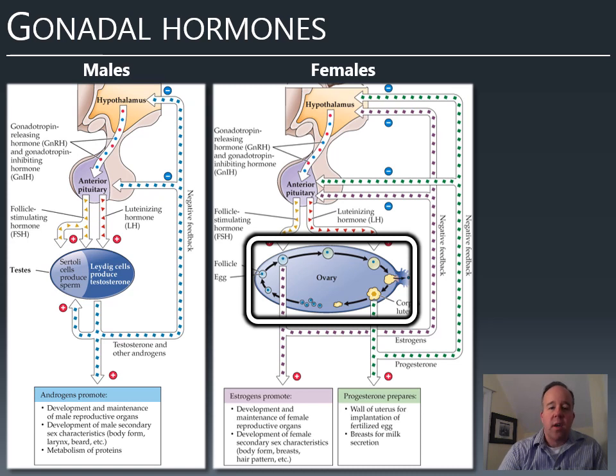It causes egg release. So a follicle contains an egg. When that follicle gets enough FSH, it builds up and it will release that egg. Luteinizing hormone causes that egg release and also causes what's sort of left over of the follicle to turn into what we call the corpus luteum. Okay, so we have the follicle, we have the egg, and we have the corpus luteum.